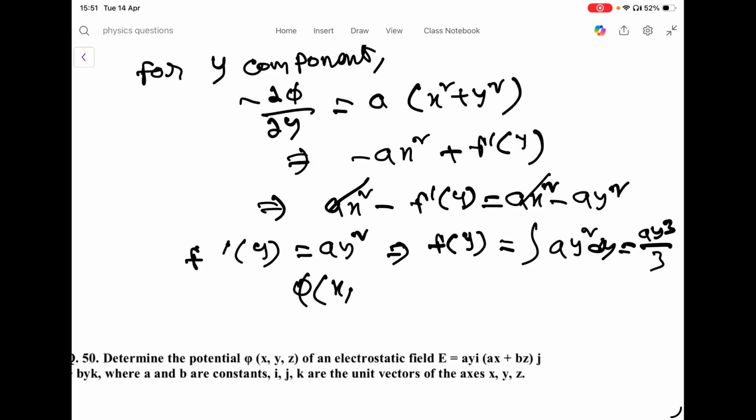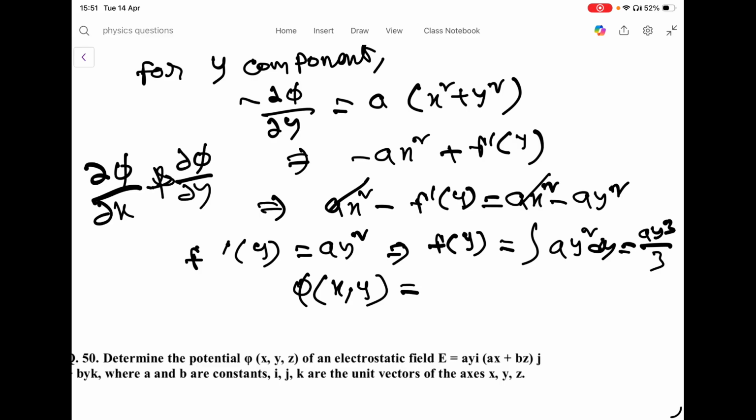And ultimately, phi of xy, what will this be? Add those two things, the results from del phi by del x and del phi by del y. So you will get minus a x square y plus a y cube by 3 plus c.